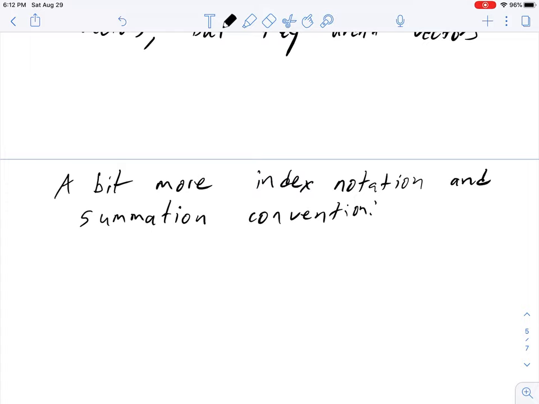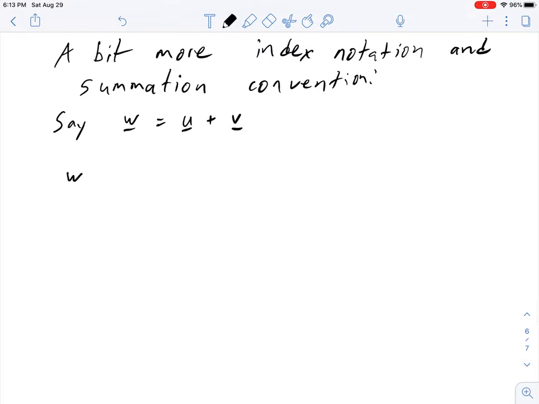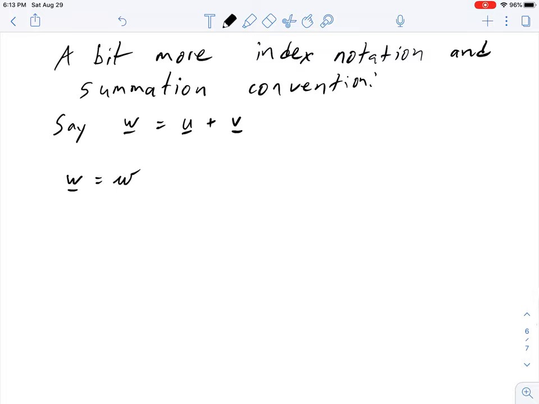So let's say that we have a vector w that is the sum of two vectors u and v. Well, we have w, we can express it relative to some basis e_i. u, we can also express relative to the same basis as u_i e_i, and v in component form like this.